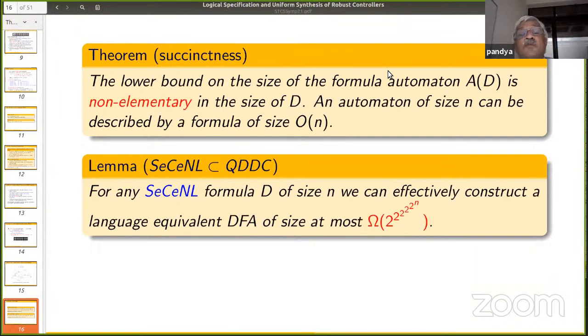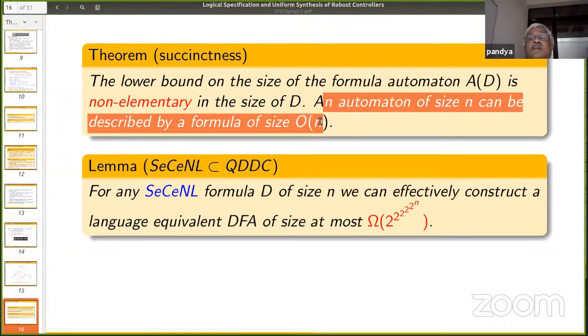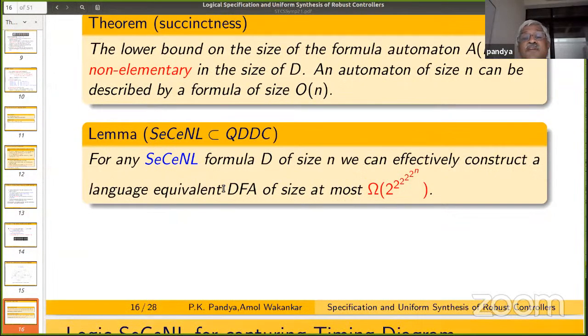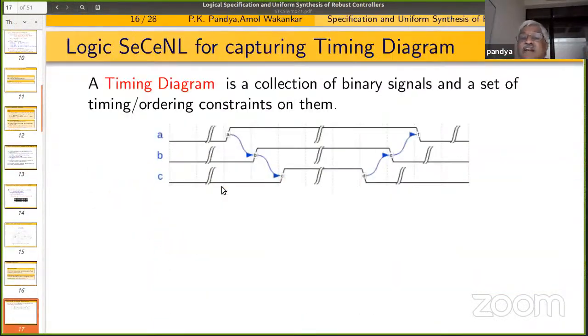The succinctness gap between QDDC and MSO, I don't know. MSO and QDDC both are Ackermann hard, so they are non-elementary, right? But they are harder than the Ackermann function, right? So essentially, I don't know whether both have the same higher order complexity. By the way, there is a subset of QDDC called SECNL, which subsumes PSL sugar, and which has elementary complexity. And it can naturally do almost everything that I'm saying in practice.